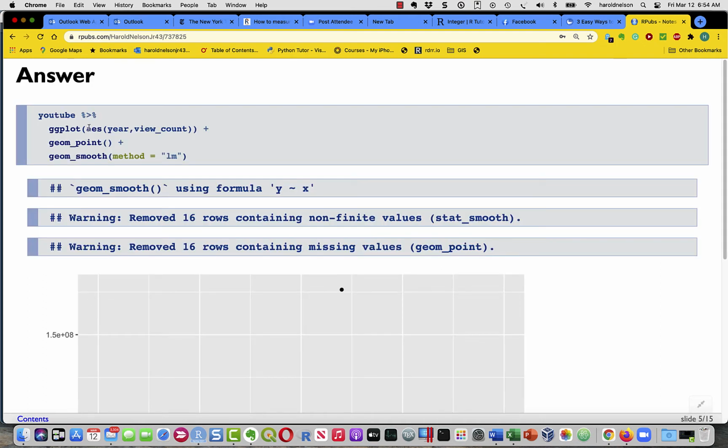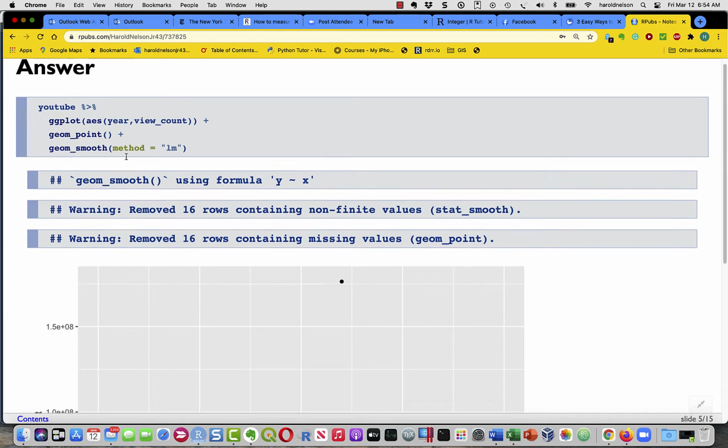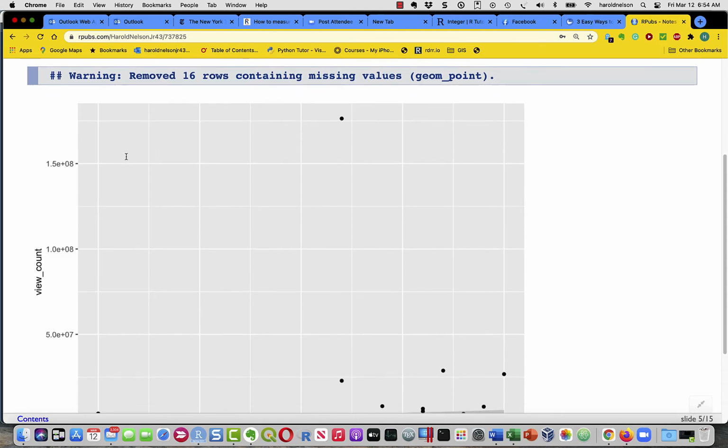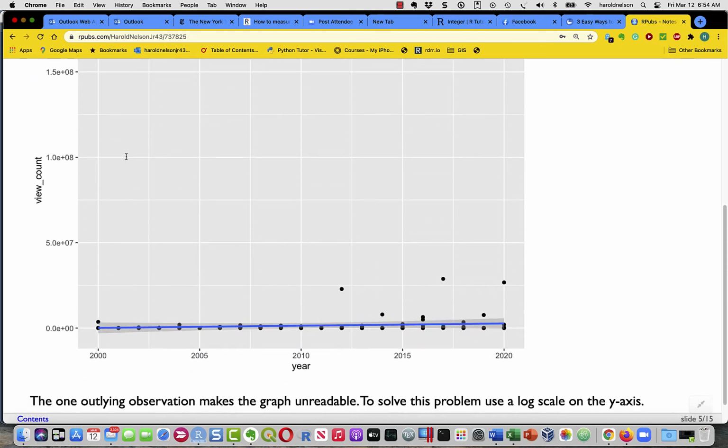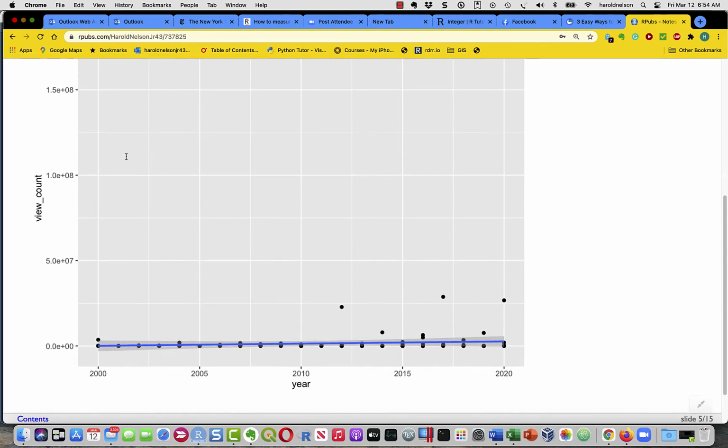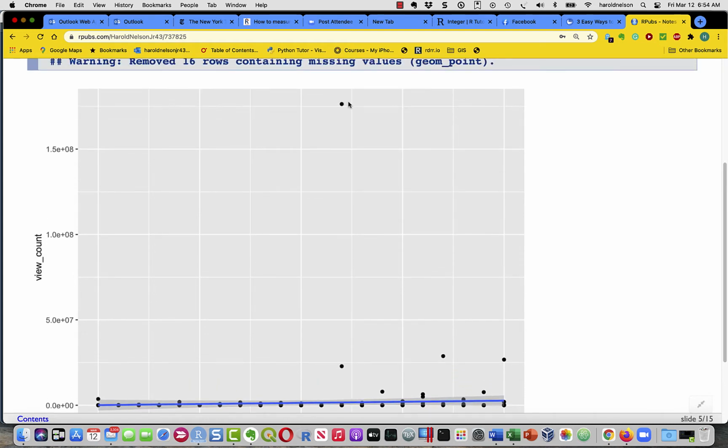So the way we're going to do it, we'll take youtube, and then we're going to do a scatter plot of year and view count using the standard setup. In our aesthetic, year goes on the x-axis, view count goes on the y-axis, and the geom is point, and the geom_smooth is lm, so that we fit a linear model, and we see that, oh shoot, this looks like junk.